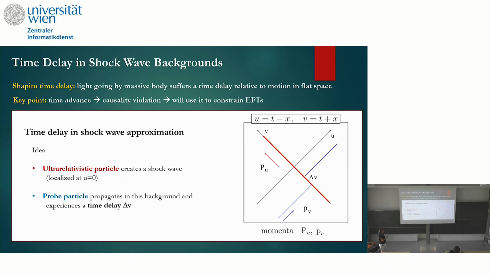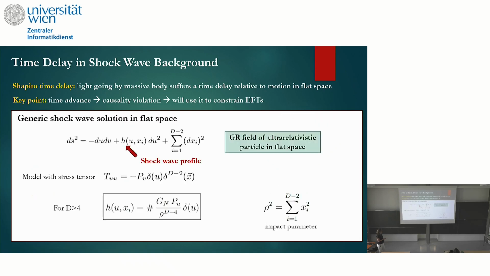And then you have some kind of a probe that will propagate in this background, coming in with some momentum, P_v, this way, and will suffer a time delay. So here, this P is just labeled momentum, the shockwave, and the probe. And of course, you can do this calculation. You can examine different types of probes. You could look at a photon. You could look at a scalar field. And I'll give you a couple of examples.